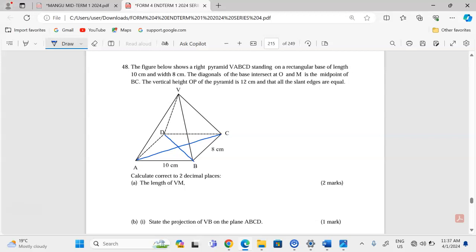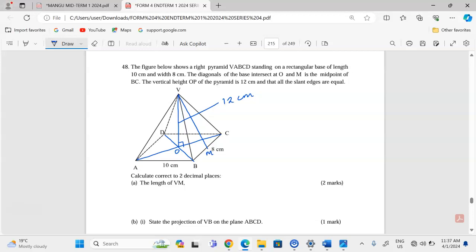Therefore, we have the height VO, which is 12 centimeters, the height there from the top to the base. Then again, we are told that they intersect at O. So this is O. M is the midpoint of BC. So with BC, we will have a midpoint M here. That is going to be point M. So that is now the diagram.